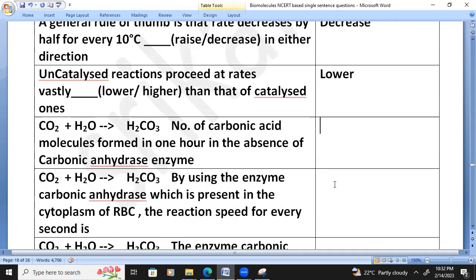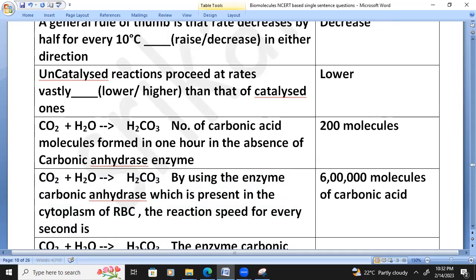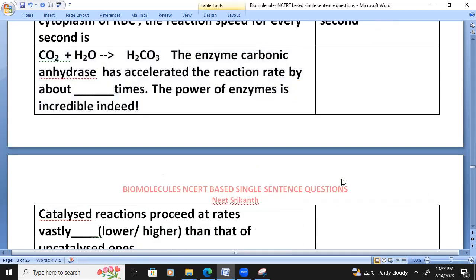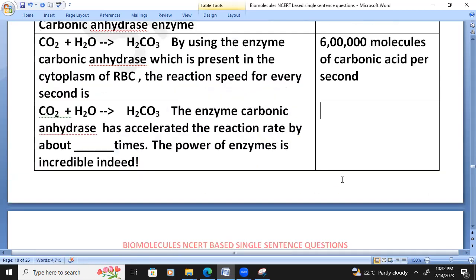Carbon dioxide dissolves in water to form carbonic acid. Number of carbonic acid molecules formed in 1 hour in general is about 200 molecules. By using the enzyme carbonic anhydrase, about 6 lakh molecules of carbonic acid are formed per second. The enzyme carbonic anhydrase accelerated the reaction rate by about 10 million times.